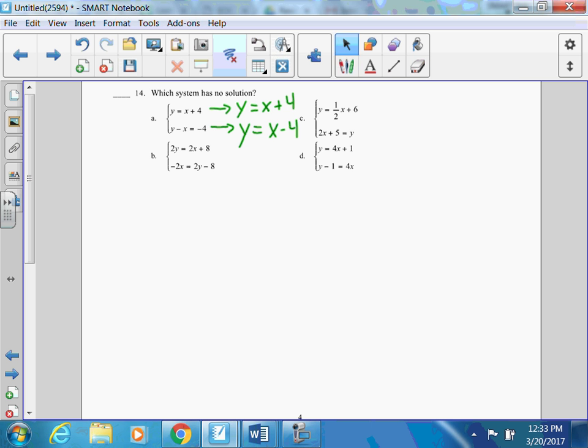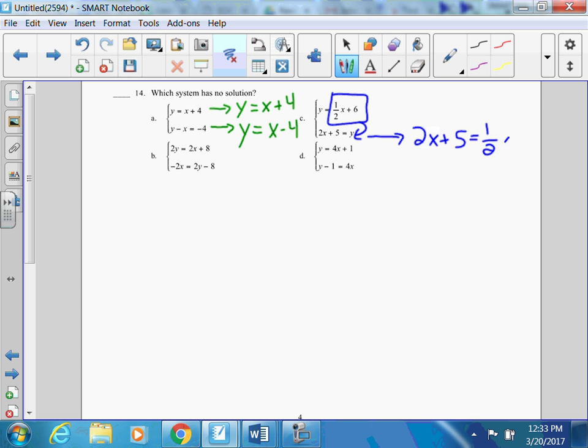Let's see something that would have a solution. So let's talk about maybe C. If we plug this in for y right here in the other equation, we end up with 2x plus 5 equals 1/2 x plus 6. To solve that equation, we could multiply everything by 2. So 4x plus 10 equals x plus 12. And then subtract x on each side. We get 3x plus 10 equals 12. Minus 10, you get 2. And then divide by 3, and x equals 2/3.